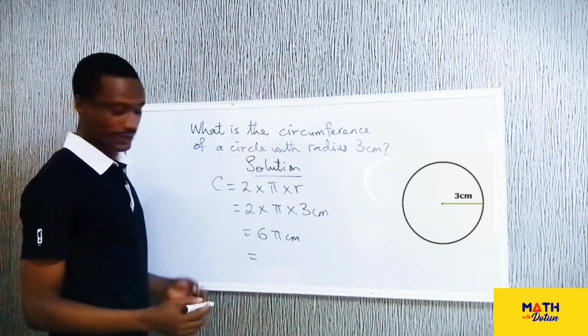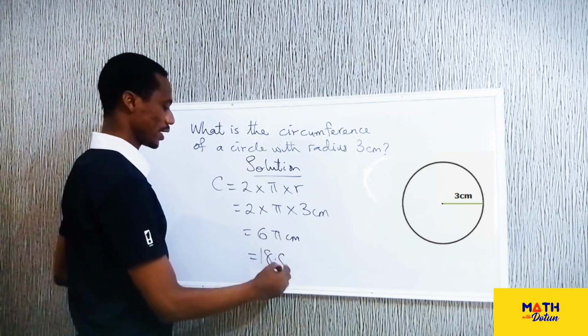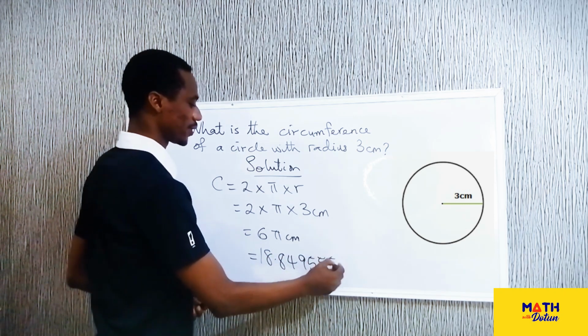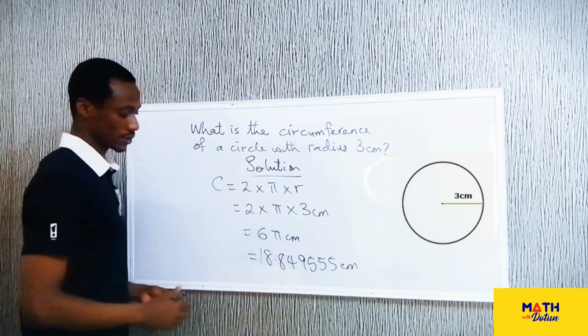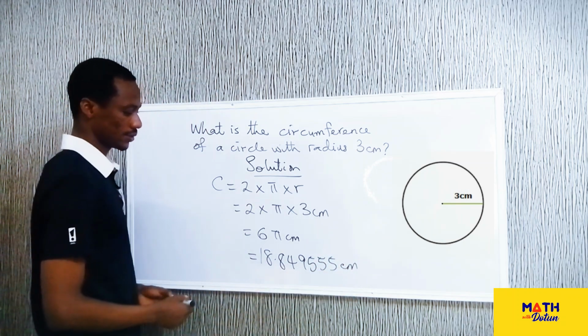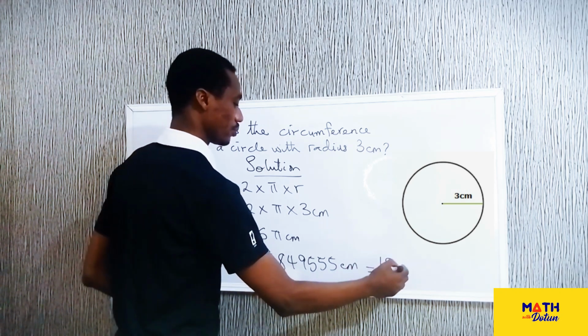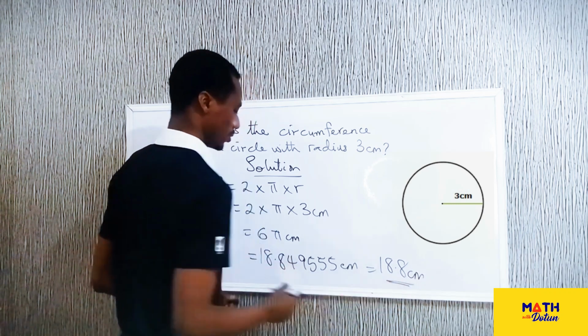If you press 6 times pi, you would have 18.84955 and so on, centimeters. Then you can take this to 1 decimal place and that will give you 18.8 centimeters to 1 decimal place.